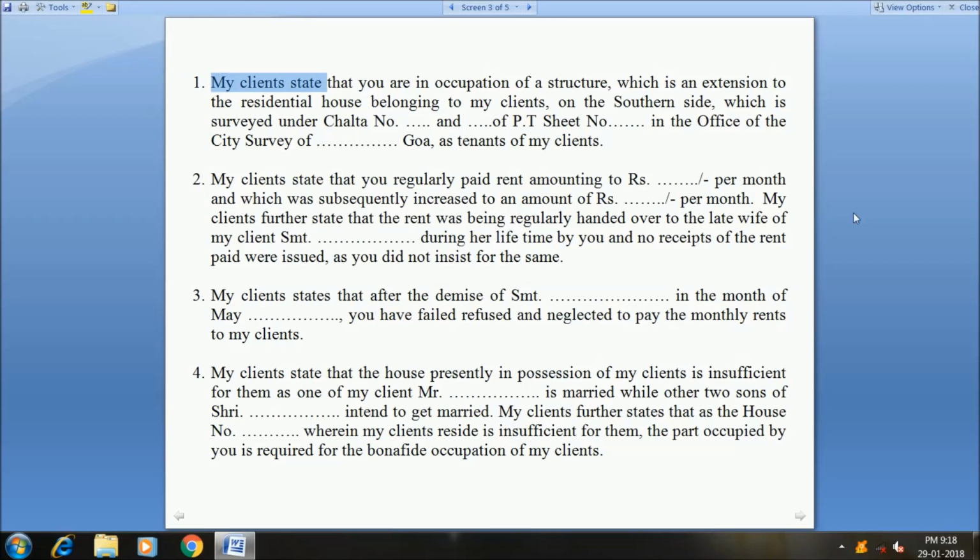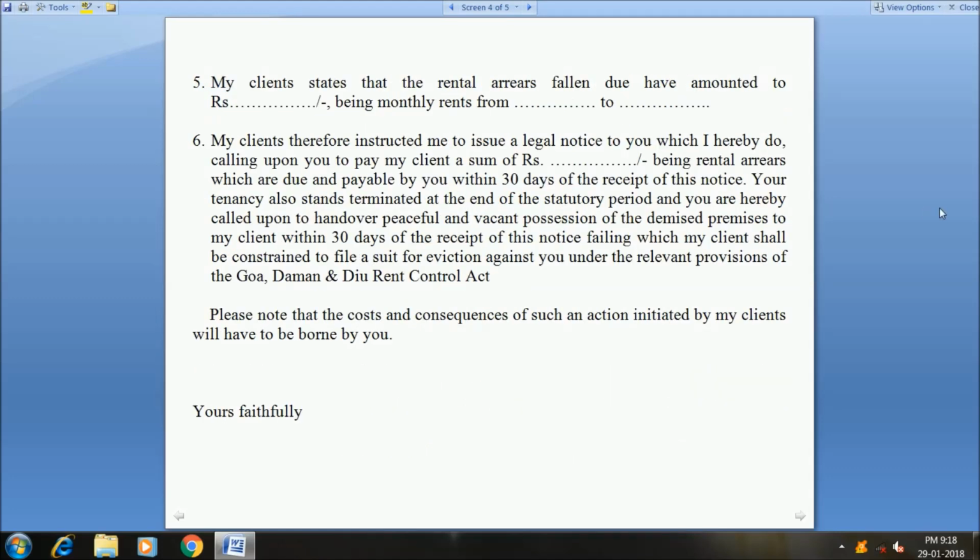Now, proceeding further, an important part of the notice is that you have to state what it is that you want from the opposite party, what it is that you are trying to convey to the opposite party.